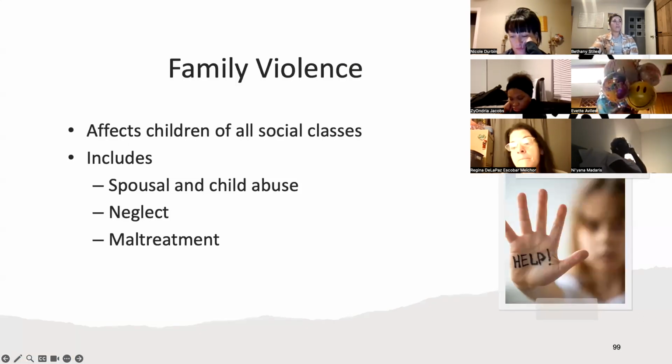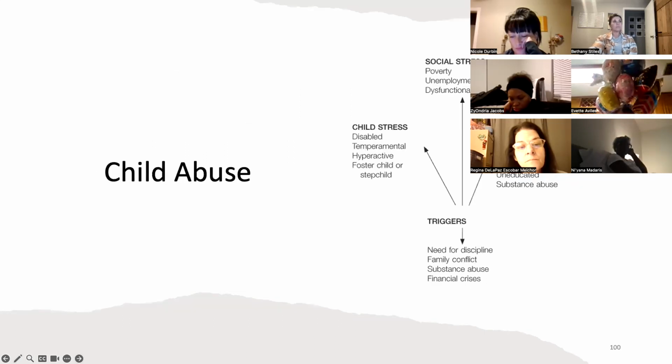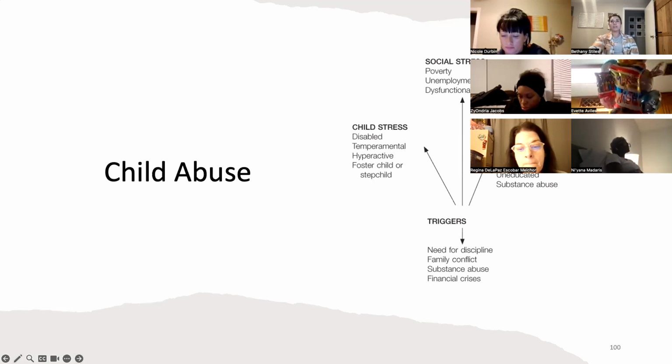We also need to talk about family violence. It affects children of all social classes, and can include spousal and child abuse, neglect, and maltreatment. There are lots of different triggers. There's stresses involving the social life, the child themselves, the parental stresses, and then lots of triggers like discipline, family conflict, substance abuse, financial crises.